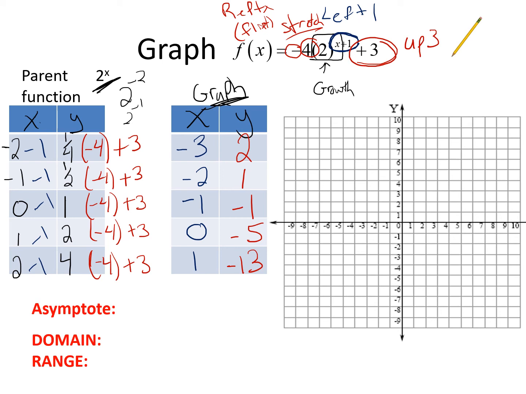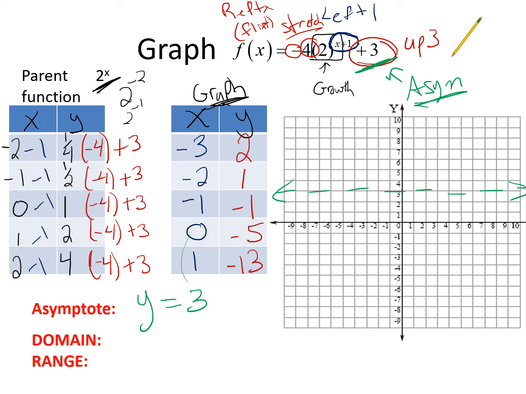Remember, you guys, I really like to start with my asymptote because I find that easy. Remember, our asymptote is over here because we want to never cross this, so this is our asymptote. So my asymptote is going to be y equals positive 3. So I'm going to go ahead and draw that in first. This is what we're not going to be crossing. And then I'm going to go ahead and put in my graph.